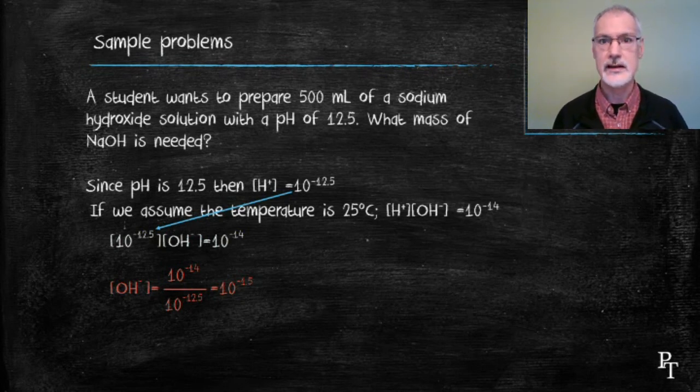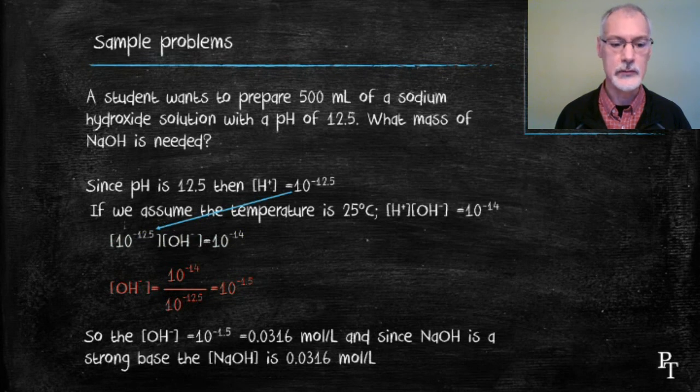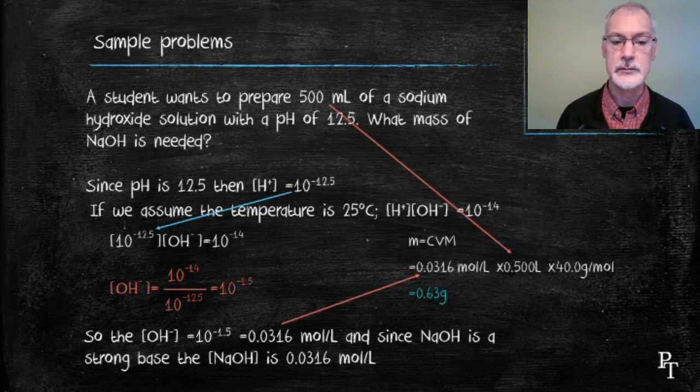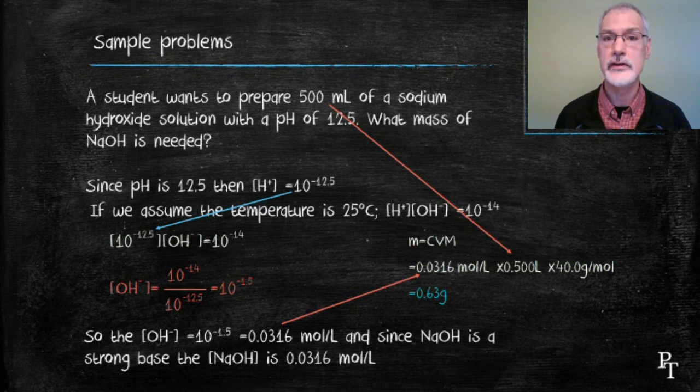I can take that and put that in the calculator to get 0.0316 moles per liter. Now that's the concentration of the OH ion. But there's one OH in every sodium hydroxide. And because sodium hydroxide is a strong base, I can say that the concentration of the OH is the same as the concentration of the sodium hydroxide. So I now know the concentration of the sodium hydroxide. I also know the volume, so I can calculate the number of moles and hence the mass. So you can see that here. I determine the mass by going concentration times volume times molar mass. And I get 0.063 grams required.